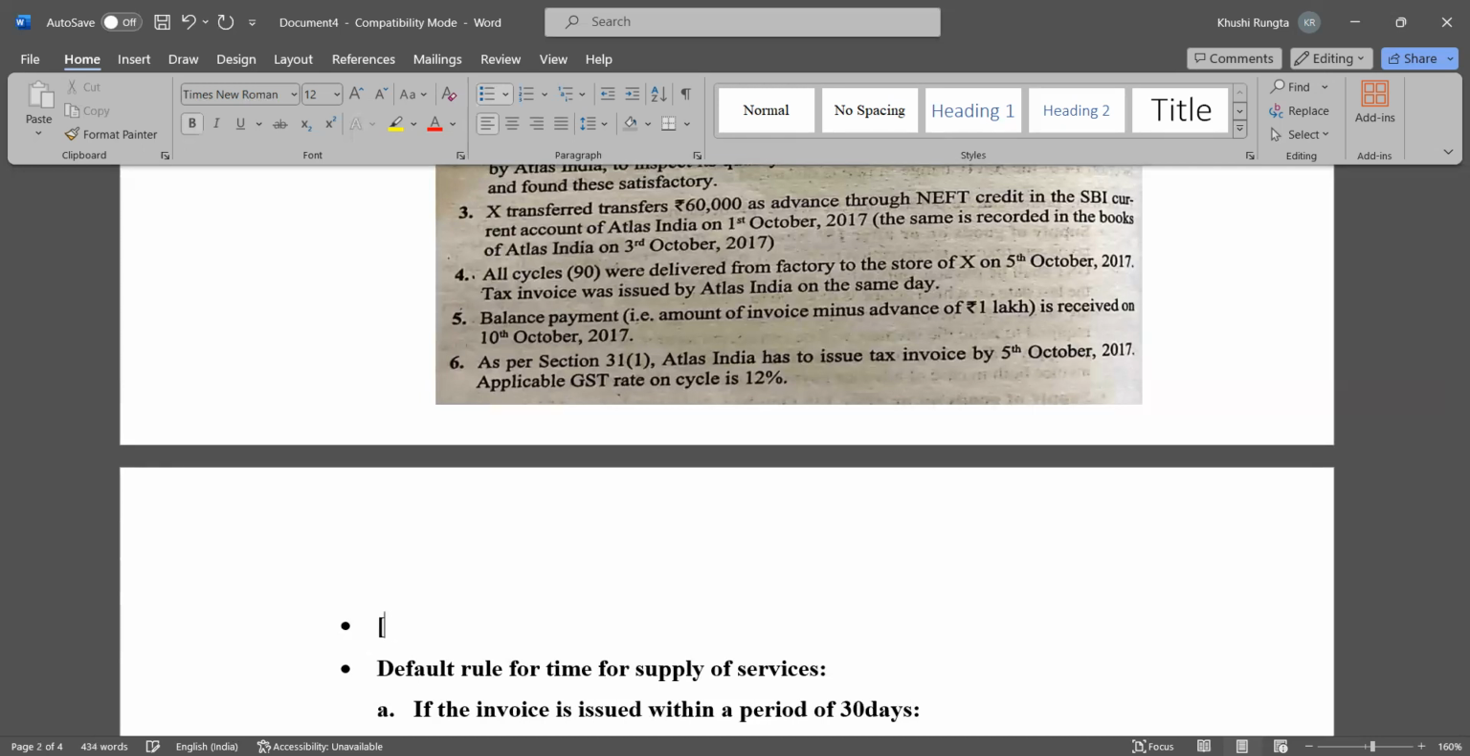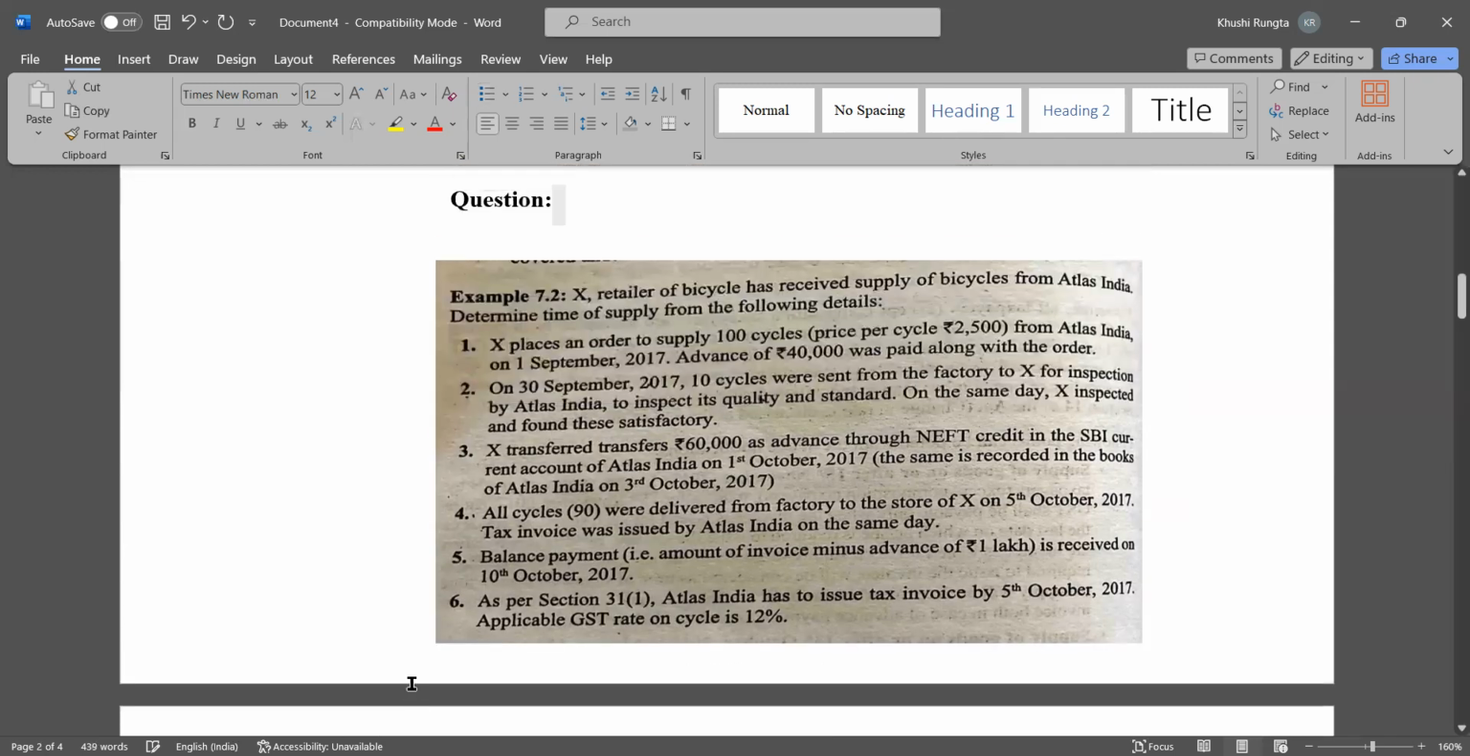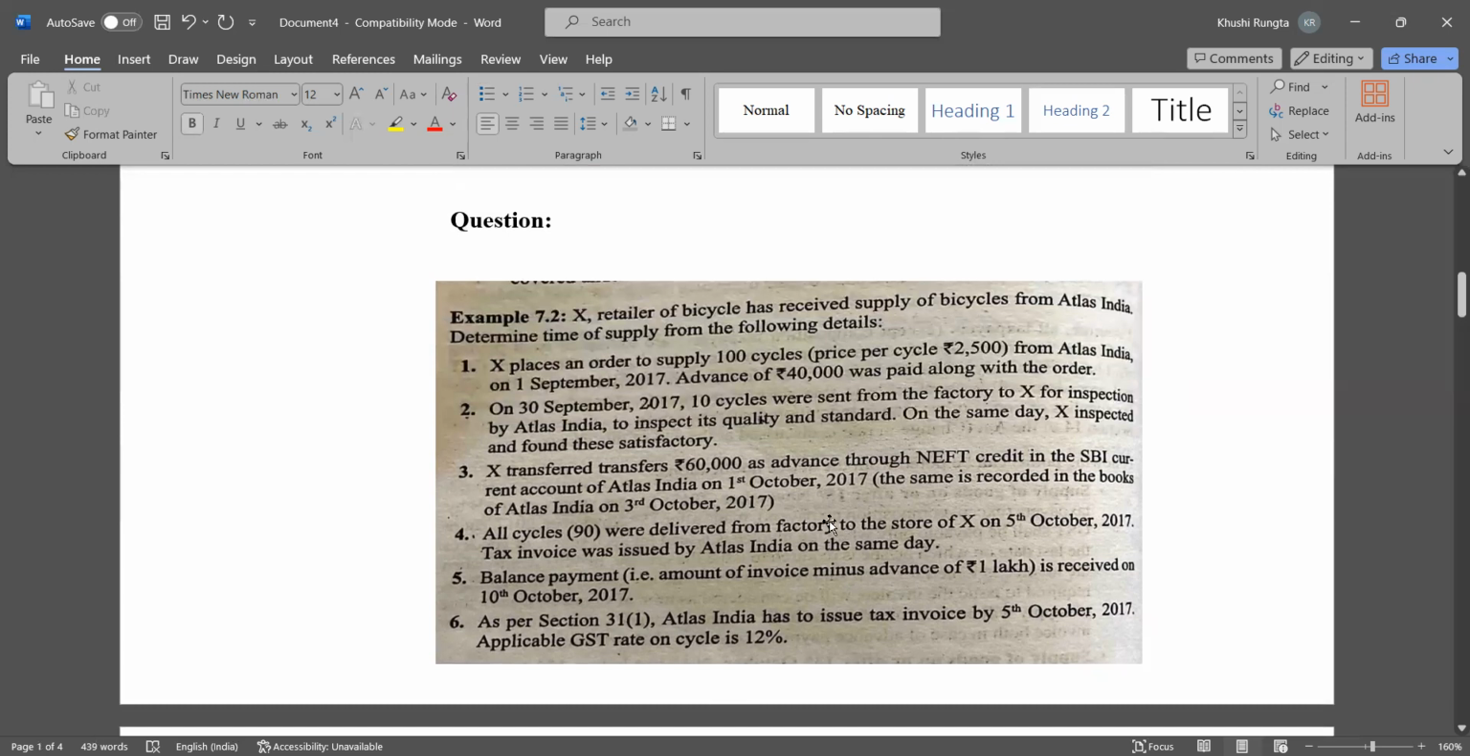Everybody write it along with me. Payment of advance, 40,000, is when it was stolen, 1st September. Okay. 1st September. Next.